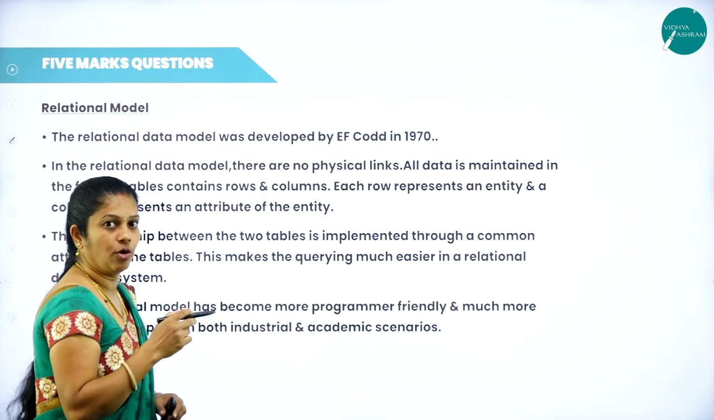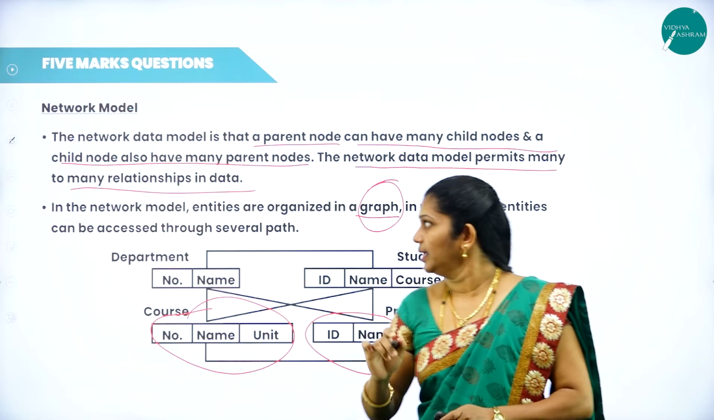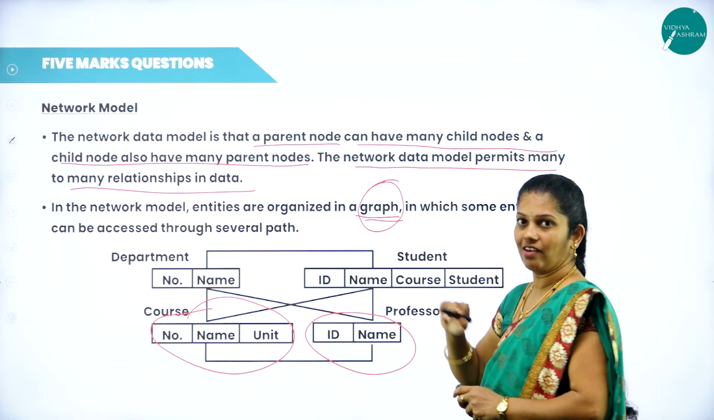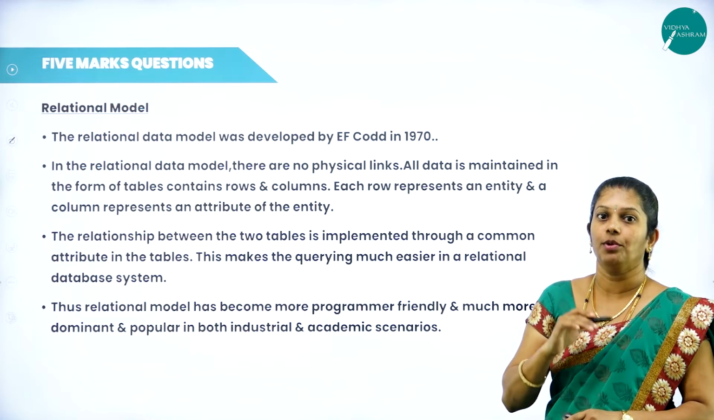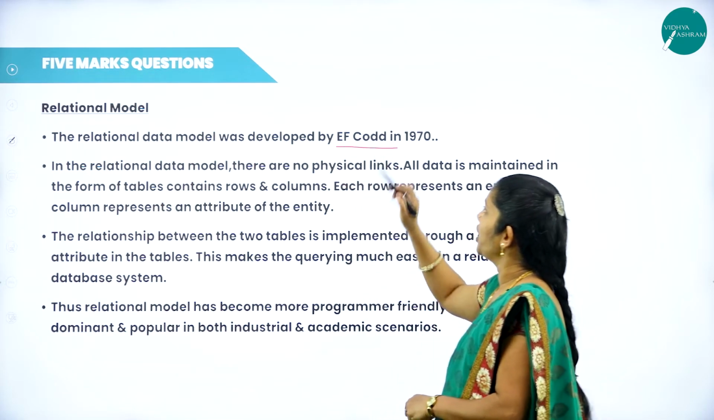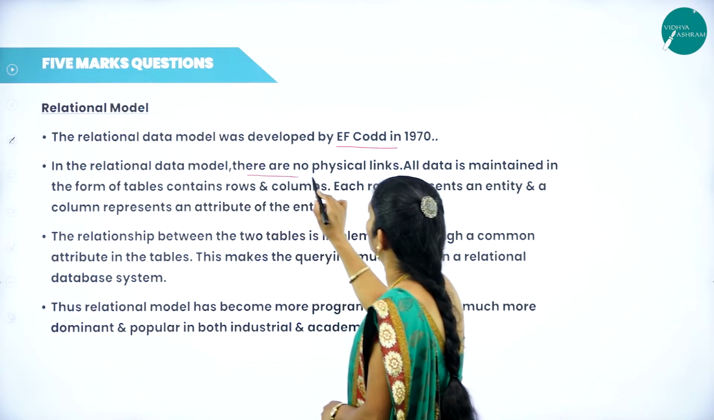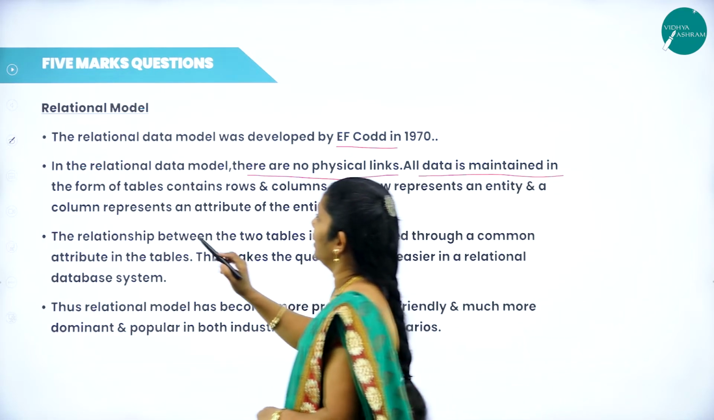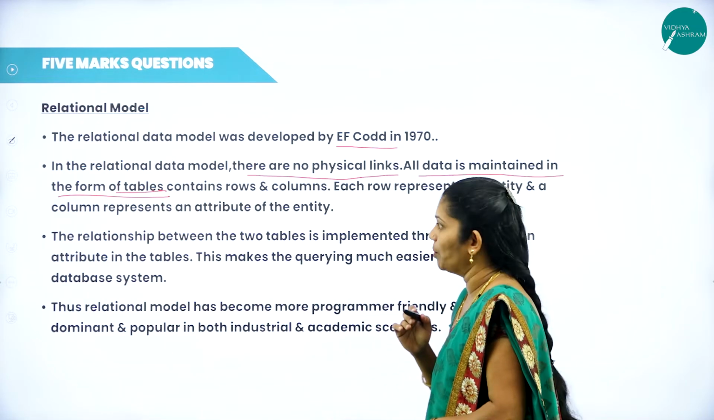But when you come to the relational model, all the data will be represented in the format of a table structure. Whereas in the hierarchical model, it is a tree structure, and in the network model, a graph structure. In the relational model, all the data is arranged in the format of tables. This model was developed by E.F. Codd in 1970. And here, in the relational model, there are no physical links exactly. All data is maintained in the form of tables. Especially you have to remember, all the data will be represented in the format of tables.